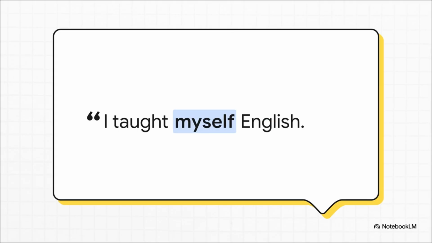Aha! And here we are, right back where we started. The correct sentence is, of course, I taught myself English. And now we know why, right? Because the person doing the teaching, that's I, is the same person who's doing the learning. The action comes right back to the subject. You can't teach me in this context. You have to teach myself.